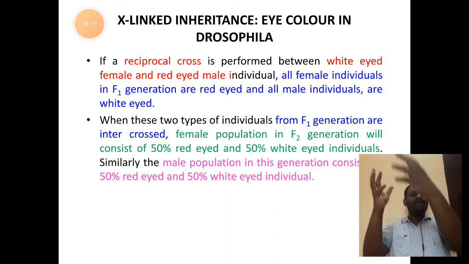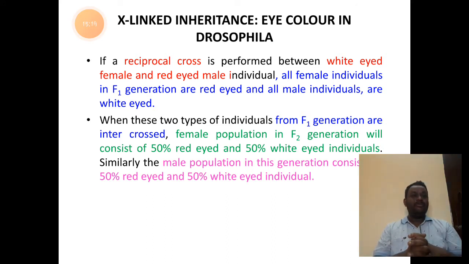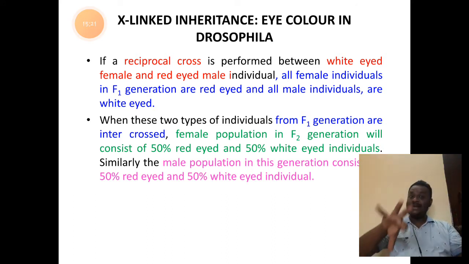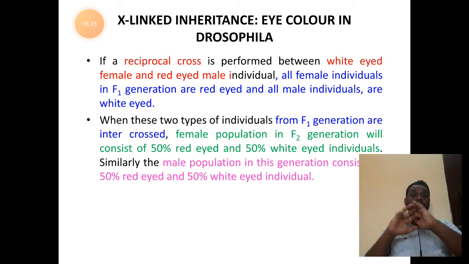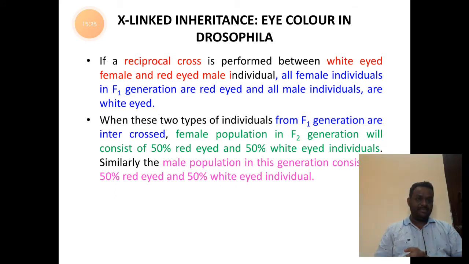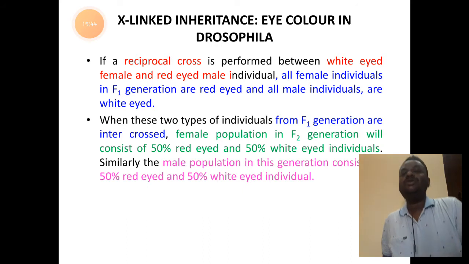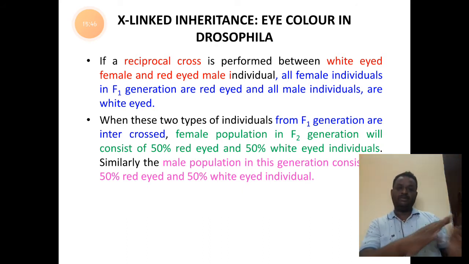In the first type of cross, where white-eyed males and red-eyed females were involved, all females were red-eyed. But in this cross of a white-eyed female and a red-eyed male, 50% of the F2 generation female individuals were red-eyed and 50% were white-eyed. The male population in these generations also had 50% red-eyed and 50% white-eyed.